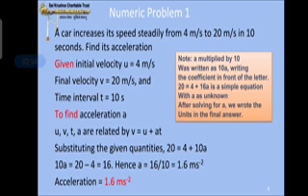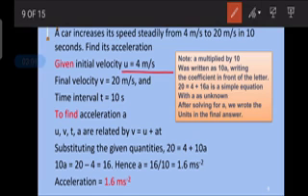Okay, so let's look at the problem. Numeric problem number 1. A car increases its speed steadily from 4 meter per second to 20 meter per second in 10 seconds. Find its acceleration. So what is given in this case? The speed increases steadily from 4 meter per second to 20 meter per second, which means what? The initial velocity is 4 meter per second. Therefore, u is 4 meter per second.